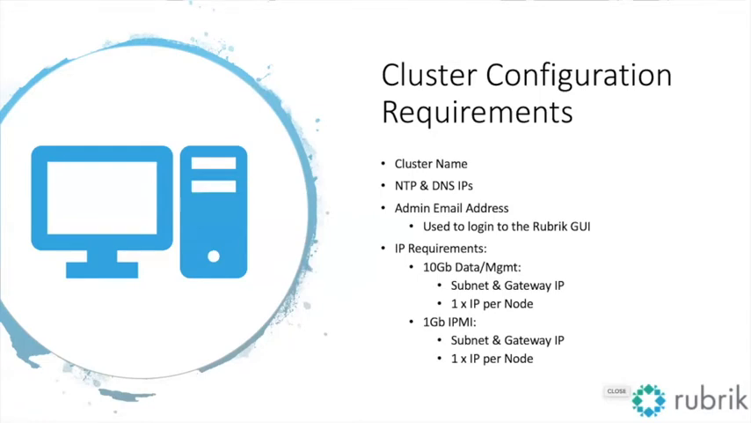We require NTP and DNS IPs, and we ask that you provide multiple if applicable. We require an admin email address. This is the email address that will be used to log into the Rubrik GUI. And the IP requirements are listed here as well. For 10 gigabit data management, we require the subnet and gateway IP, as well as one IP per Rubrik node. And for the 1 gig IPMI, we require the subnet and gateway IP and one IPMI IP per node.